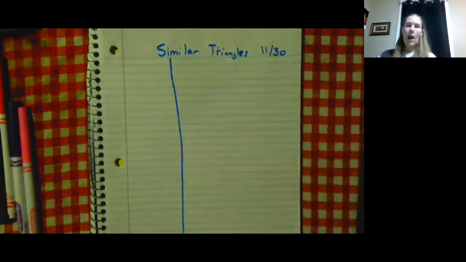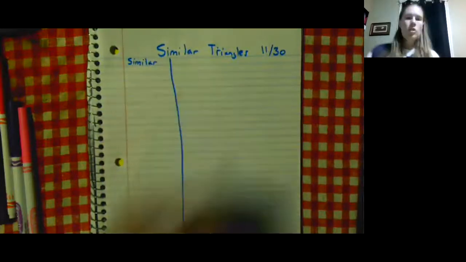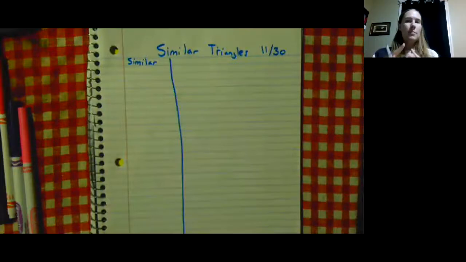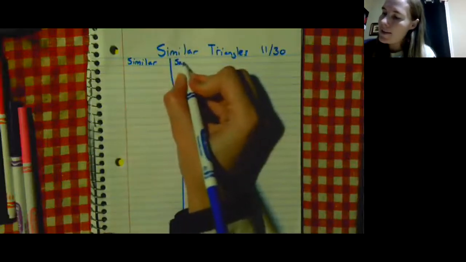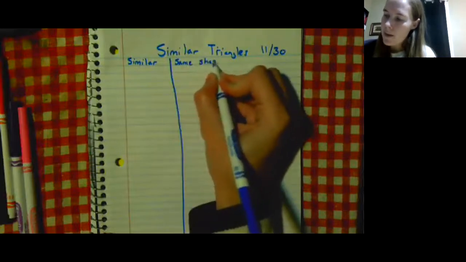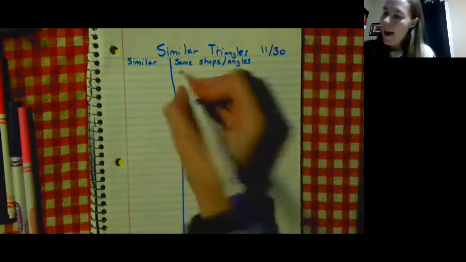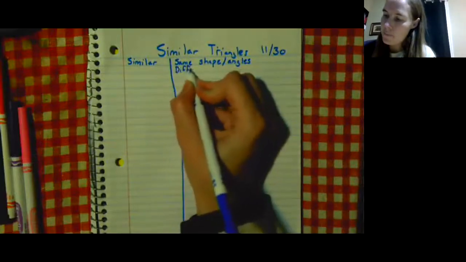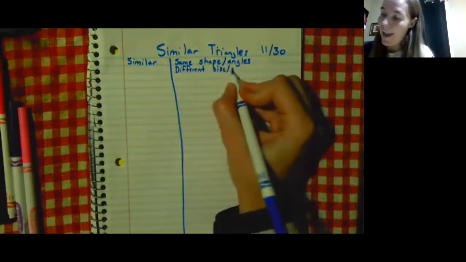With similar triangles, the first thing we're going to do is define what exactly similar means. With congruent, we had same shape, same size. All the angles were the same, all the sides were the same length, everything was the same. Well, similar has the same shape and the same angles, but it has a different size and different sides.